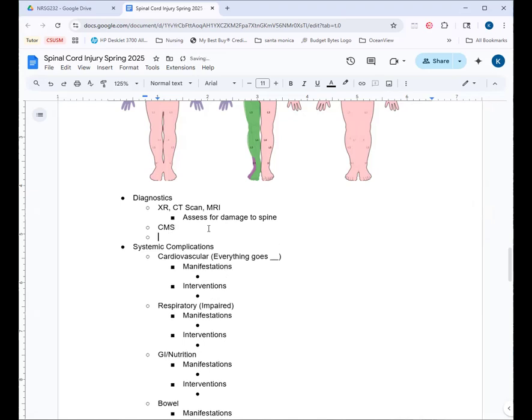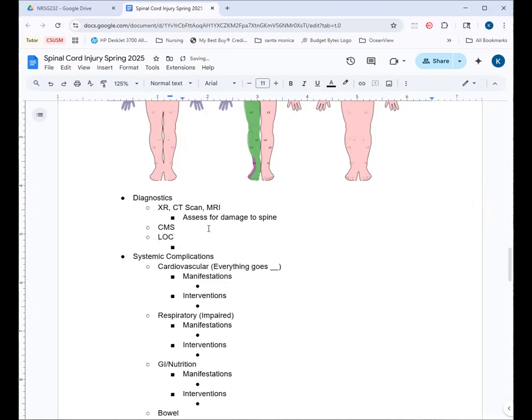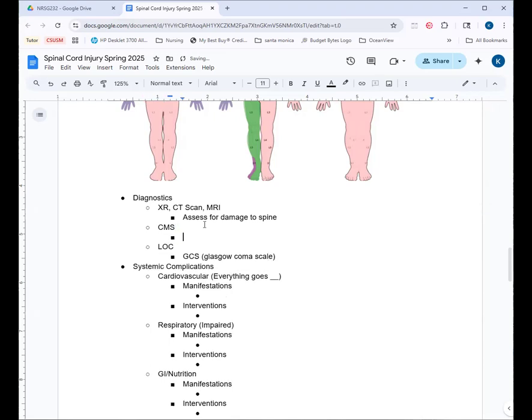Yes, CMS and your level of consciousness. You can do level of consciousness using a Glasgow coma scale. I should probably write that out. How do you spell that? Glasgow, there we go. Coma scale. I know how to spell, I promise. But yeah, CMS, you're mainly looking at sensory and motor, if they still have function.